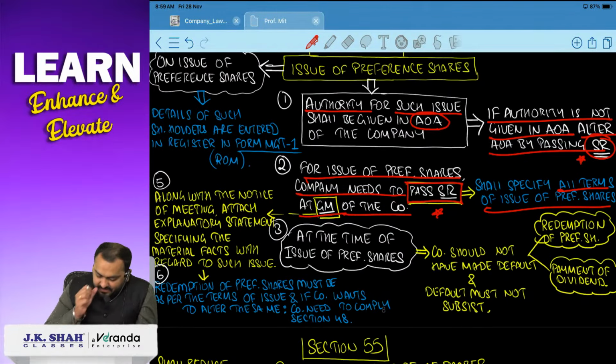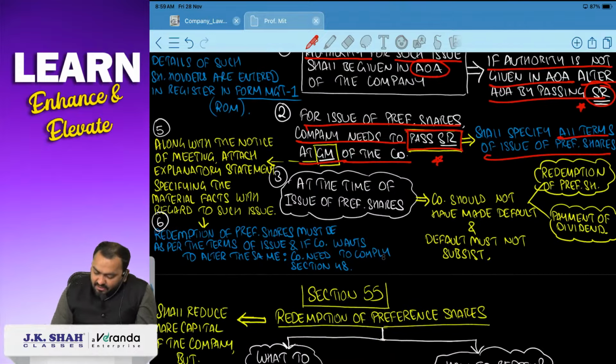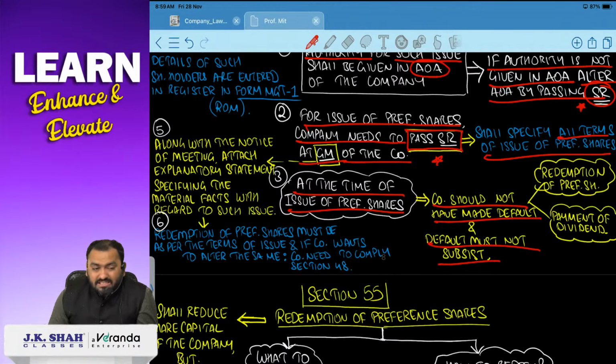Okay. Next point is, at the time of issue of preference shares, company should not have made default, or default must not subsist with regard to redemption of preference shares earlier allotted, and payment of dividend. So if company has made any of these defaults, and if this default subsists, then company cannot issue preference shares. Okay, easy. Now this was the third point.